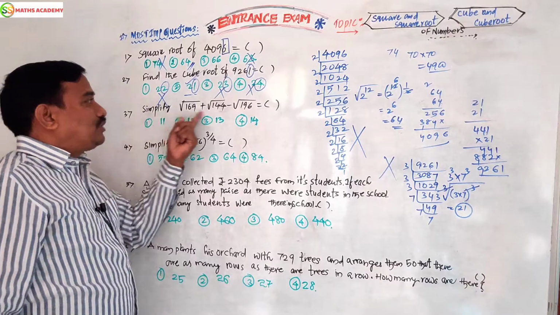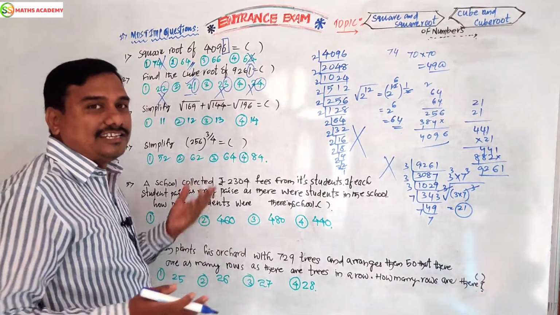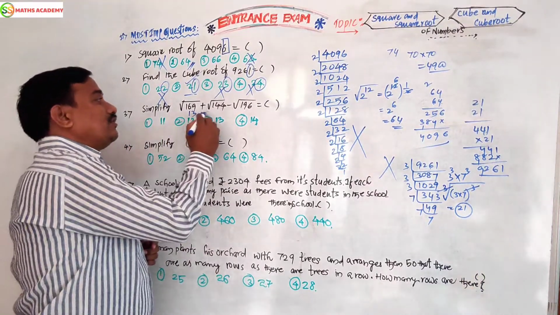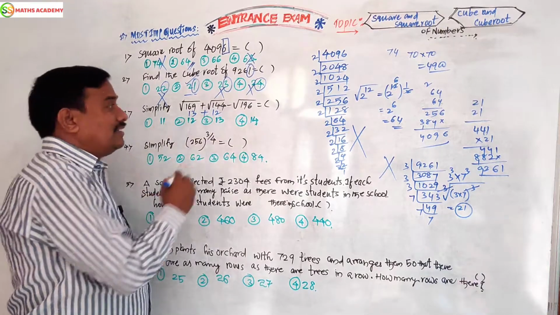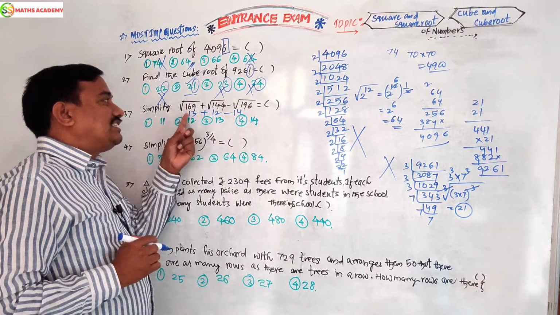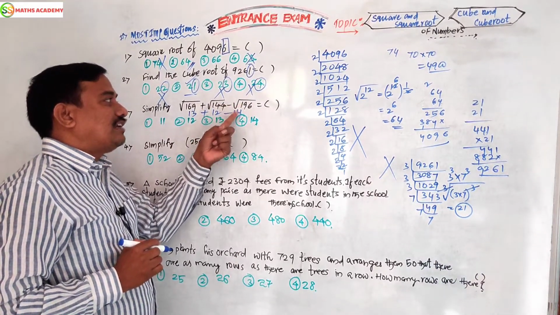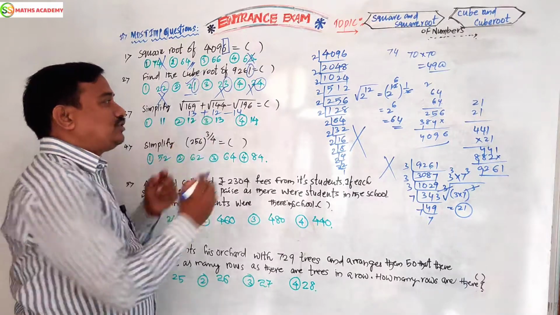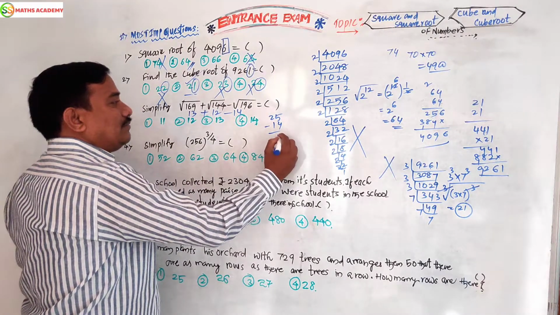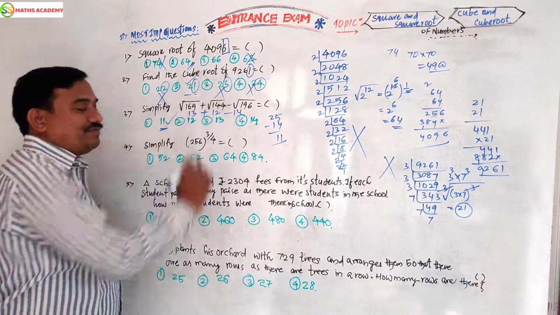Next, simplify this question. Simple. Square roots of numbers up to 30 you know very well. Then the answer is easy. Square root of 169, 13. Square root of 144, 12. Square root of 196, 14. So square root of 169 value 13. Square root of 144 value 12 minus square root of 196, 14. 13 plus 12, 25. Minus 14, nothing but 11. So here the option is 11.